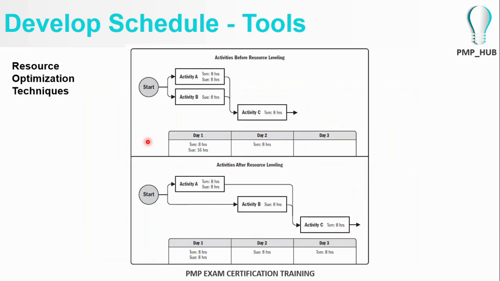Let's take another example. In this example, activity A is conducted by Tom, which requires 8 hours, and Sue, which requires 8 hours. Activity B, again, Sue requires 8 hours, and activity C is done by Tom. So in day 1, Tom is supposed to work for 8 hours and Sue is supposed to work for 16 hours. In day 2, Tom is supposed to work for 8 hours. Working 16 hours is too much, and it's a constrained resource. There's a scarce resource issue. There's a resource share issue here.